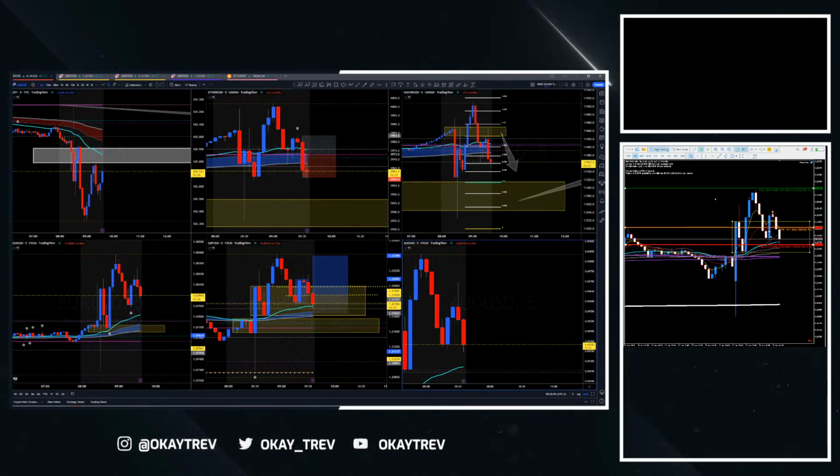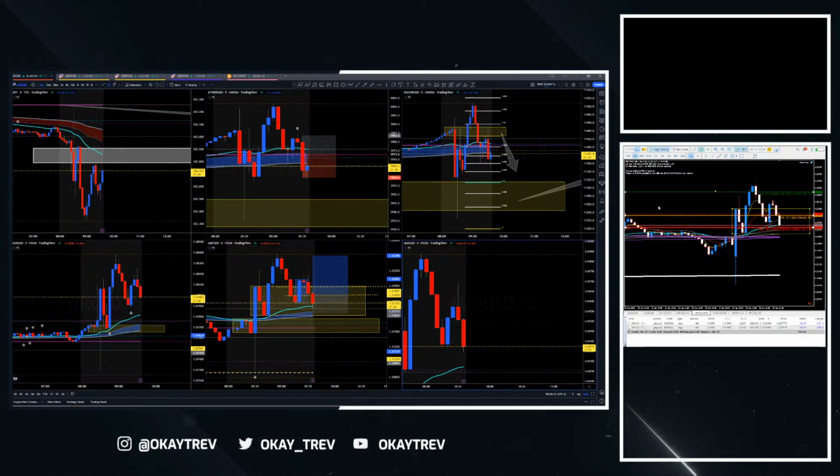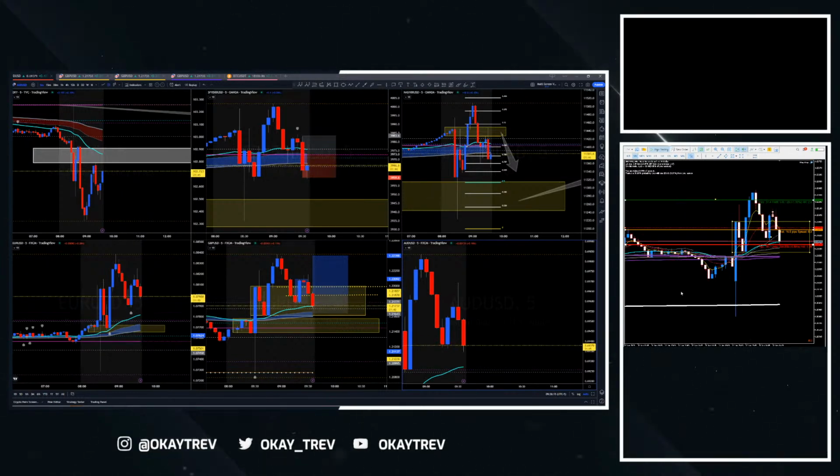Based off price closing above the threshold of this neckline candle right here, I want to go for a 2-to-1, so I'm risking 1% again. Last time I risked 1% and I made 395. So I made a little over 1%.